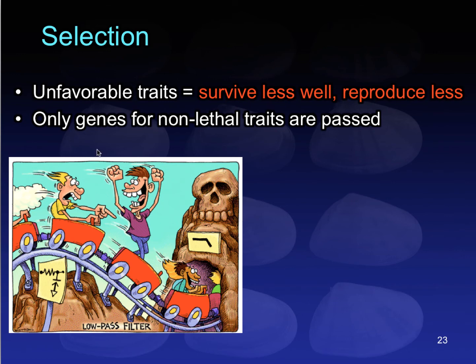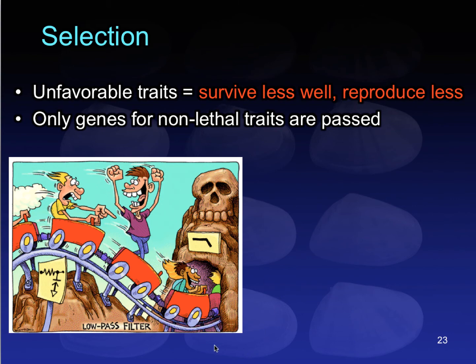So now this is an important consideration. Only genes that are non-lethal, that don't kill you, get passed on. Anything that causes you to die, obviously you're not reproducing, and so those genes don't get passed on to the future. Like this picture here. This guy here is engaging in some very risky behavior, and he's probably not going to make it through this tunnel here if he stands up and looks backwards on this roller coaster.